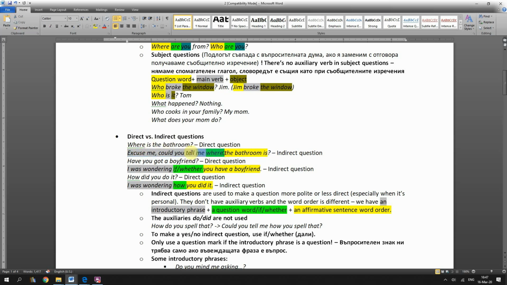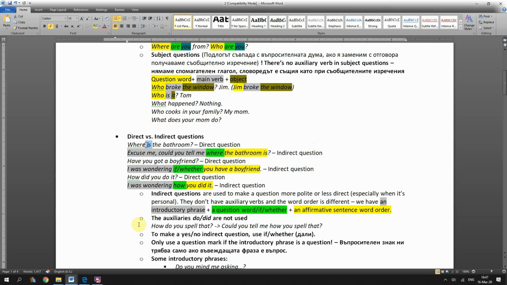Then, if you lose this part, "excuse me, could you tell me where", you should be left with the beginning of a statement. Значи, премахвайки тази въвеждаща фраза и някаква въпросителна дума, която има във въпроса, би трябвало да ни остане тази част, която всъщност да ни започва едно съобщително изречение. Например, the bathroom is on the third floor.